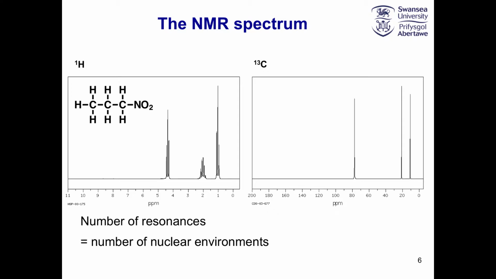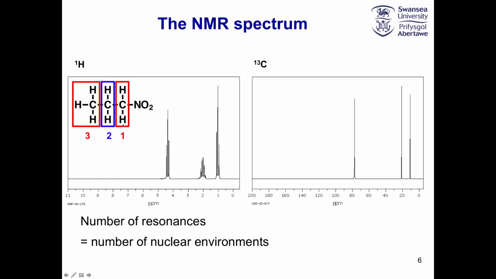A nuclear environment is a unique position within a molecule. So, there are 3 nuclear environments for this molecule for both hydrogen and carbon. This is one, this is another, and this is the third. These 2 hydrogens, for example, are the same as one another, as they are an equal distance from all other parts of the molecule and they're related to one another by symmetry, so they form one environment containing two hydrogens rather than forming separate environments.